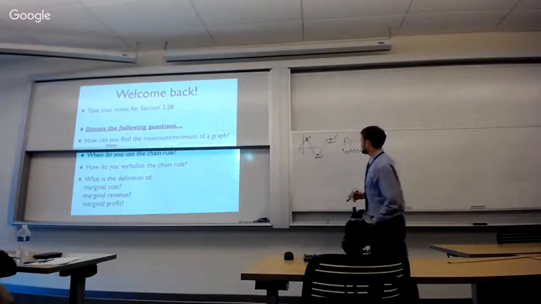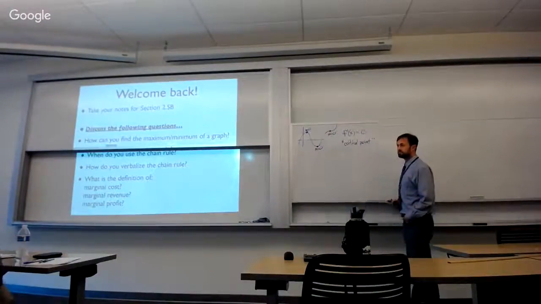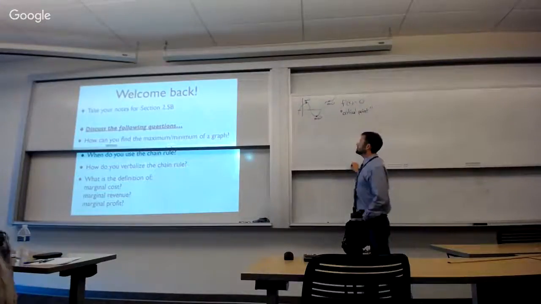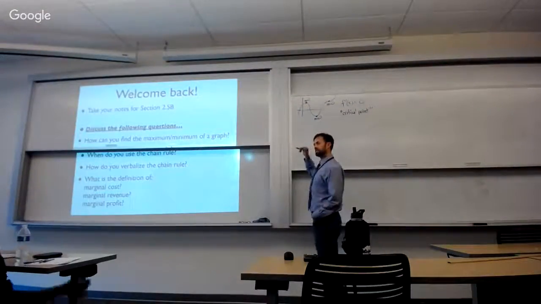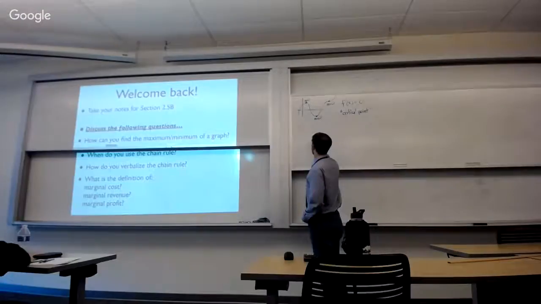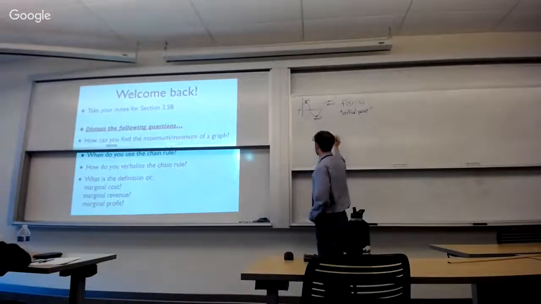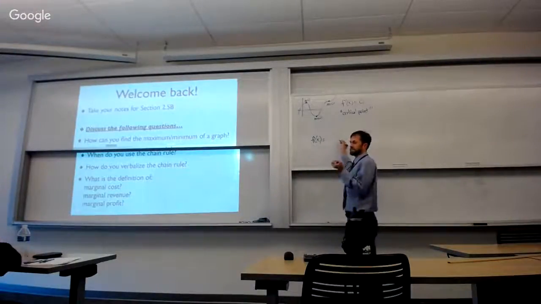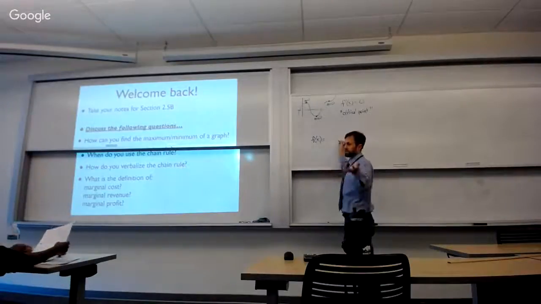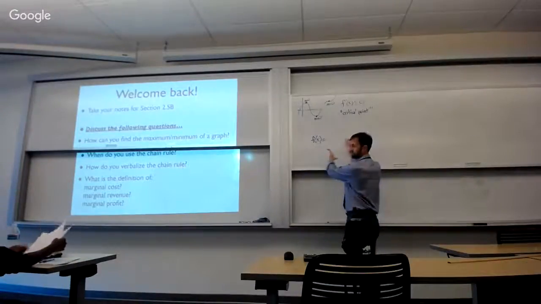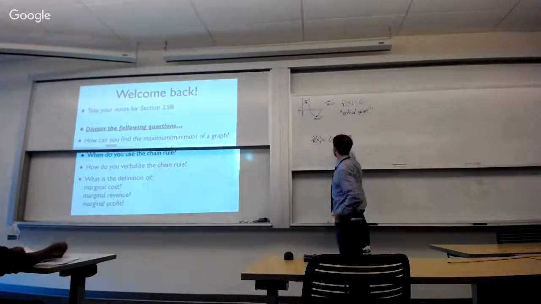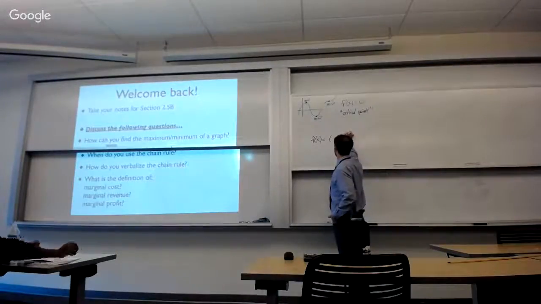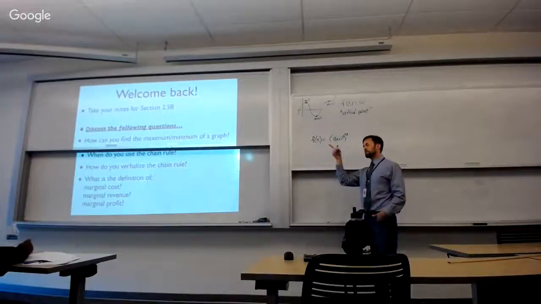Okay, second question, when do you use the chain rule? When you have a composition function, and what does that look like? Because they're not necessarily going to tell you f of g of x. You're just going to look at a function, and what are you going to see that's going to make you say, oh, hey, I'm going to do a chain rule?